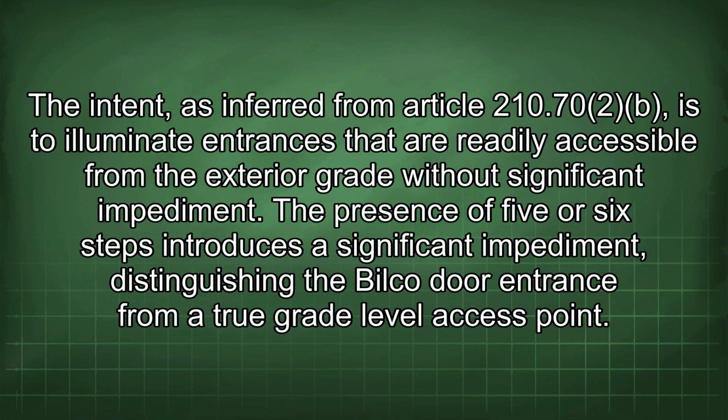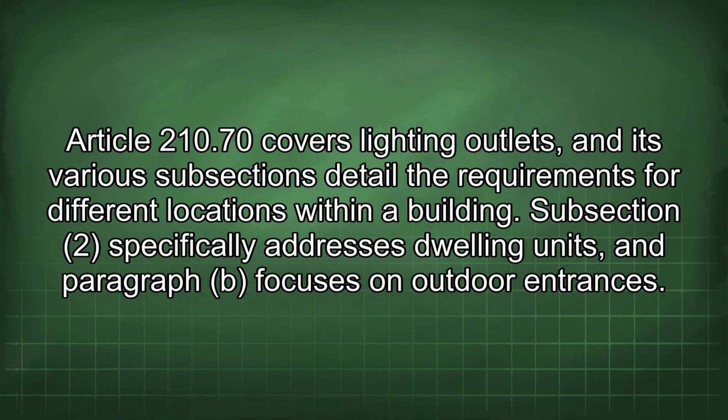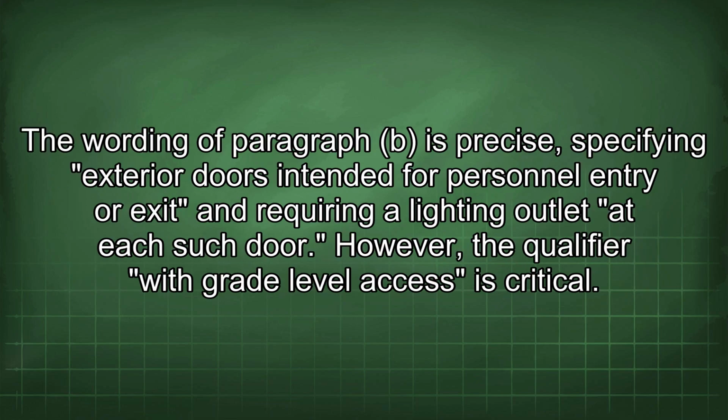Article 210.70 covers lighting outlets, and its various subsections detail the requirements for different locations within a building. Subsection 2 specifically addresses dwelling units, and paragraph B focuses on outdoor entrances. The wording of paragraph B is precise, specifying exterior doors intended for personnel entry or exit and requiring a lighting outlet at each such door.